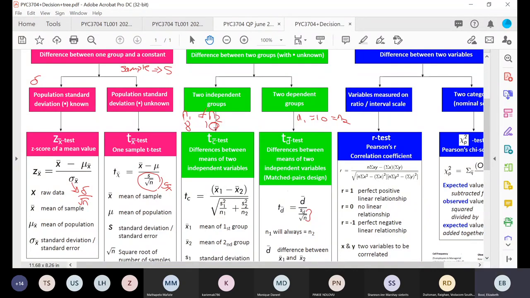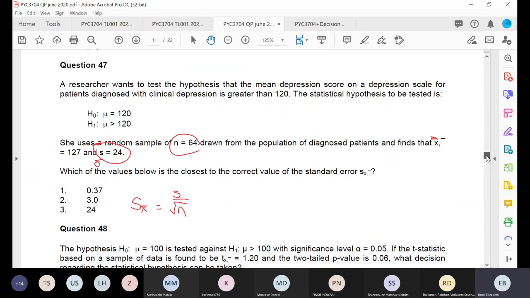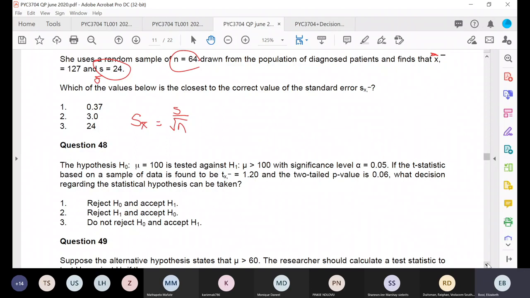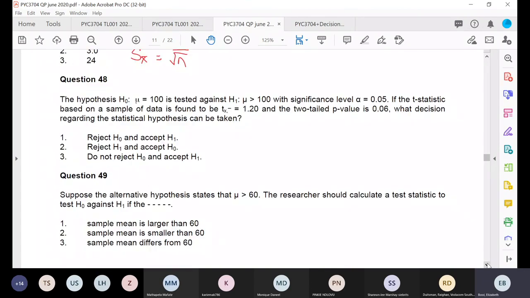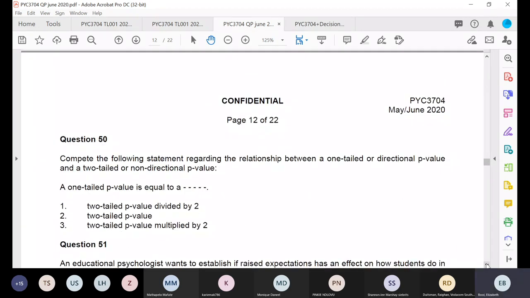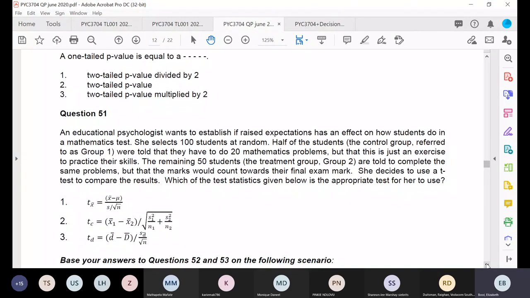Okay, let's look at an example from here. How do you determine which one is independent and which one is not? So, okay, this is the T1, so we're not here. Okay, there we go. So this one.